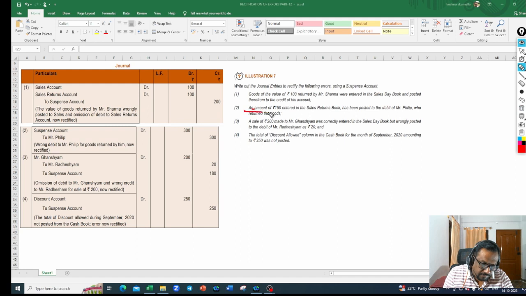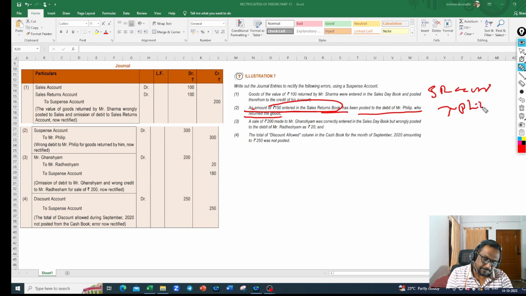An amount of 150 entered in sales return book has been posted to the debit of Philip who returned the goods. When 150 is entered in sales return book, what entry would we have written? Sales returns account debit to Philip account. When the sales return happened, we would have debited sales returns account and credited Philip's account. But Philip's account has to be credited.